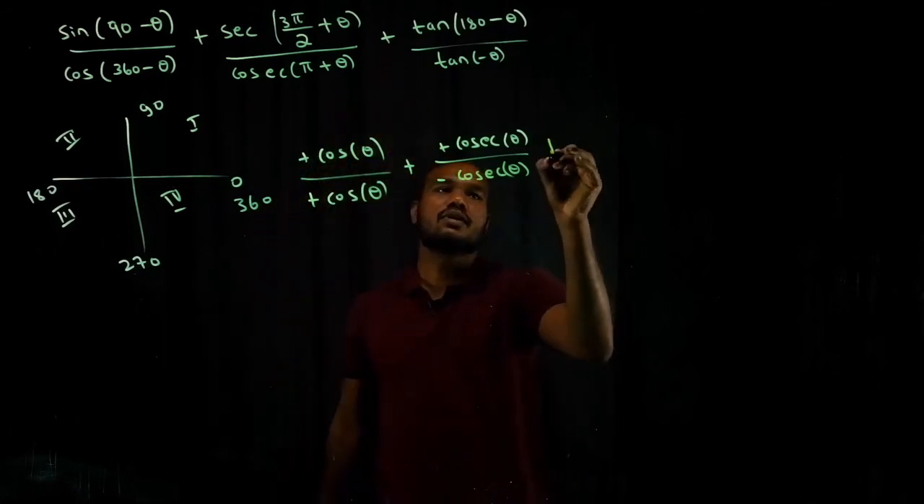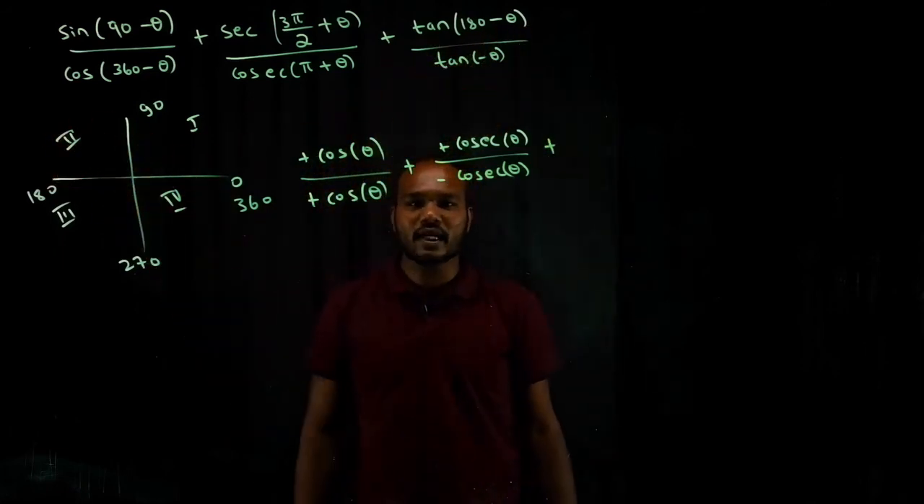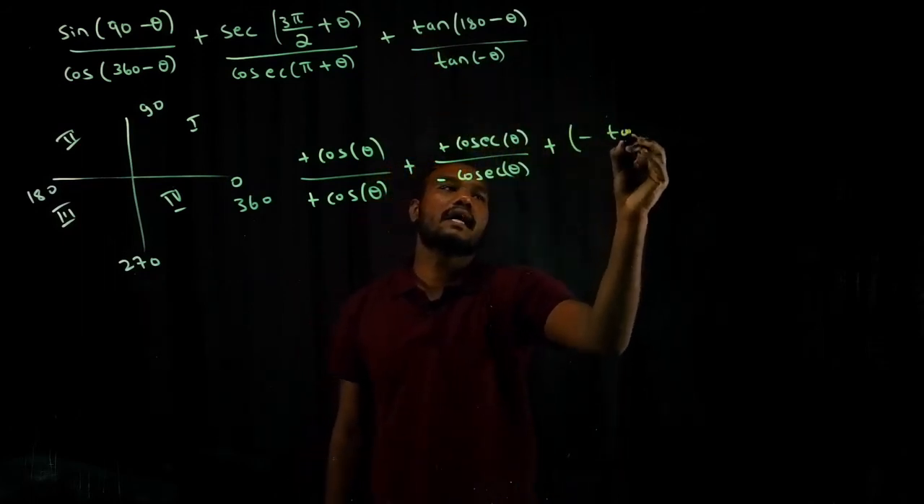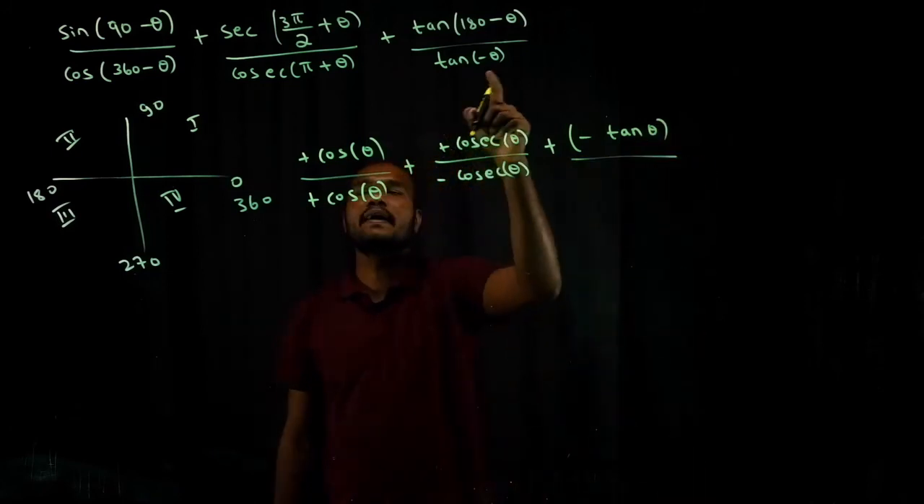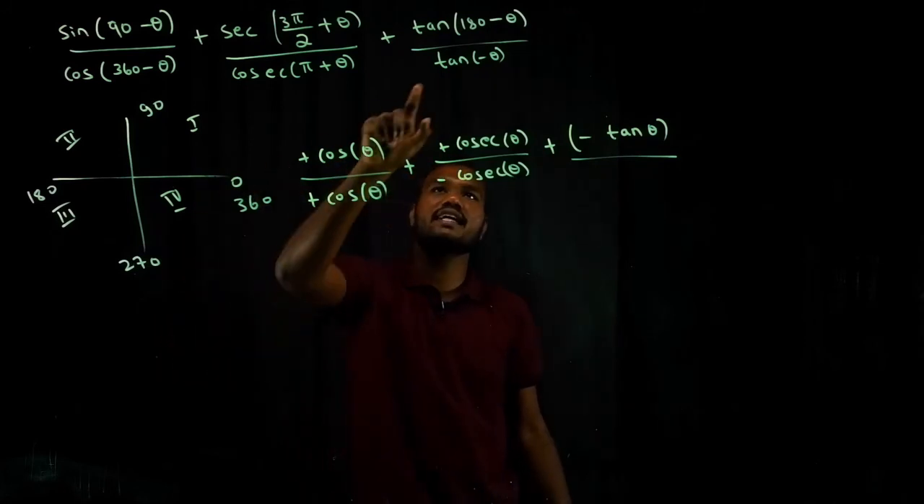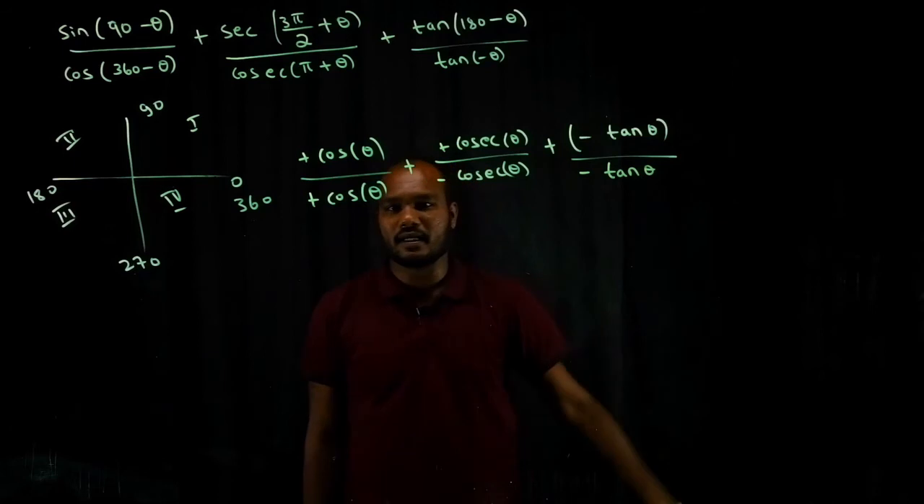Again we have a plus, so let's take plus here. Tan of 180 minus theta, this will come into second quadrant. In second quadrant tan is negative, so I have to take minus tan theta divided by, again tan of minus theta means theta 0 in downside, that is the fourth quadrant. In fourth quadrant tan is negative, so again I have to take minus tan theta.